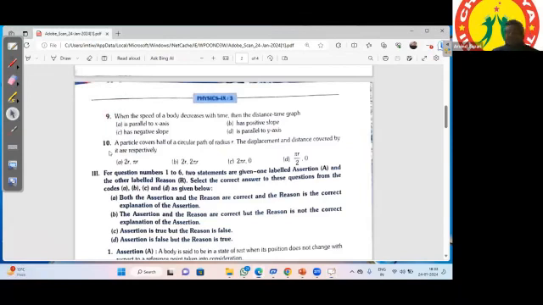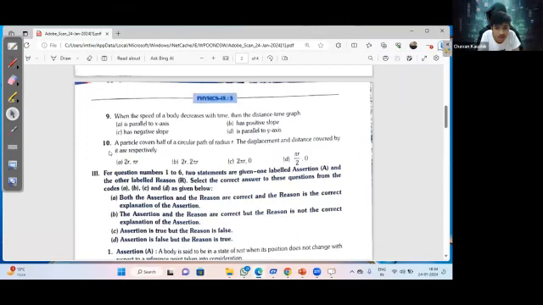Now similarly answer question number 10. A particle covers half of a circular path of radius r. What are the displacement and distance covered by it? Draw the diagram and tell the answer. I think it's just 2 pi r comma 0. That is why I told you to draw the diagram. Draw it as per the question and then tell the answer.